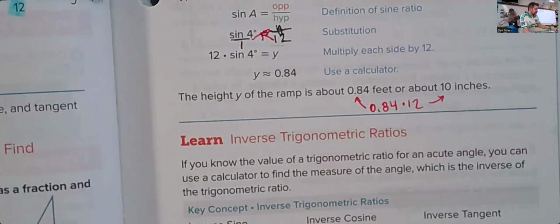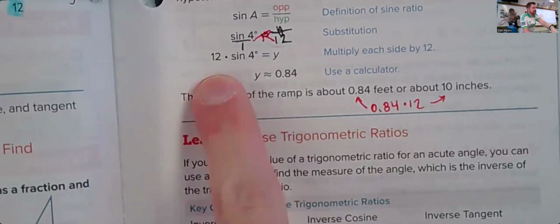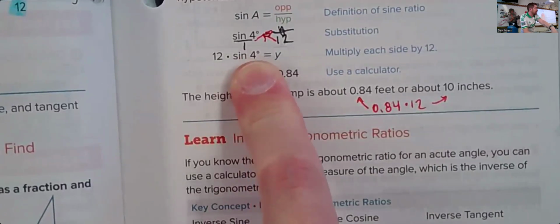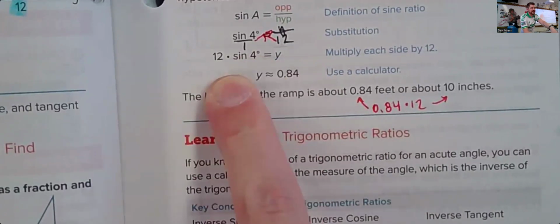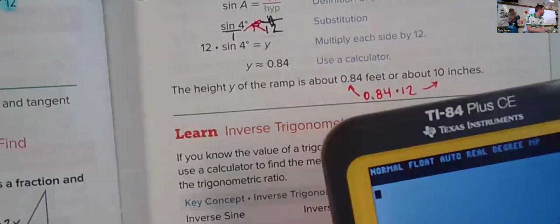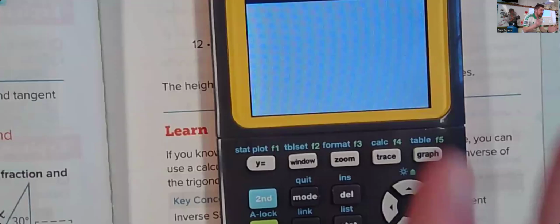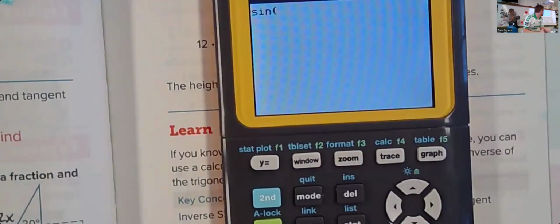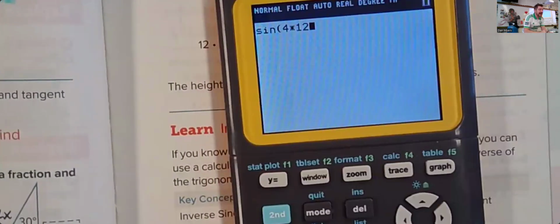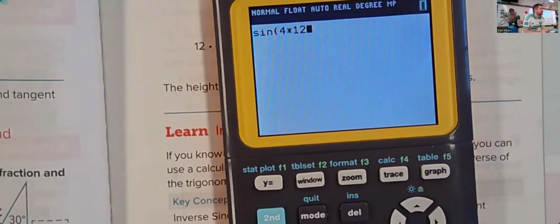Something else I want to mention real quick. You don't have to type in 12 times the sine of 4. You could type in sine of 4 times 12. However, there's a reason why it's written like this instead of sine of 4 times 12, because if you don't pay attention to what you're typing in, you won't get the answer correct. So if you start with the sine, you'll notice there's a set of parentheses that it automatically opens. So if you type in sine of 4 times 12 like that, you will not get the right answer.